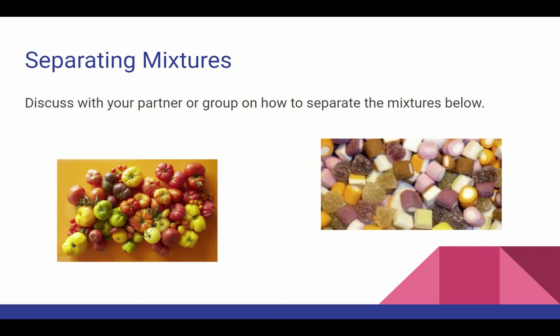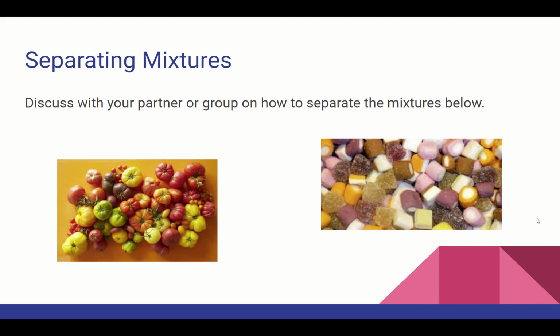All right, so separating mixtures. So I want you to, and it says to discuss with your partner, but I don't actually want you to discuss with your partner because hopefully you have your headphones on right now and you're paying really close attention. I just want you to think through how would you separate these particular mixtures. And in the boxes where it says separating mixtures, there's 2 boxes there. The first box is for the vegetables down on the left, in this picture. And the second one is for, it looks like candy, is for the candies there on the right.